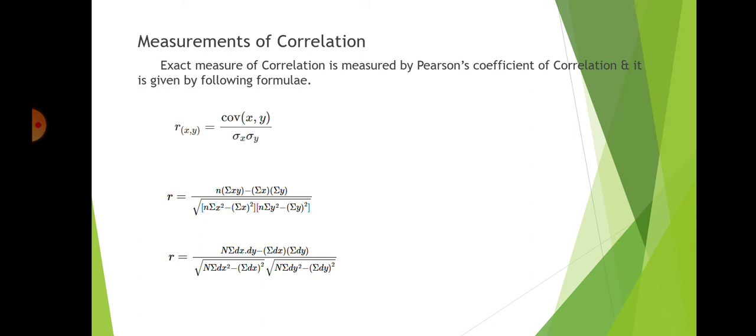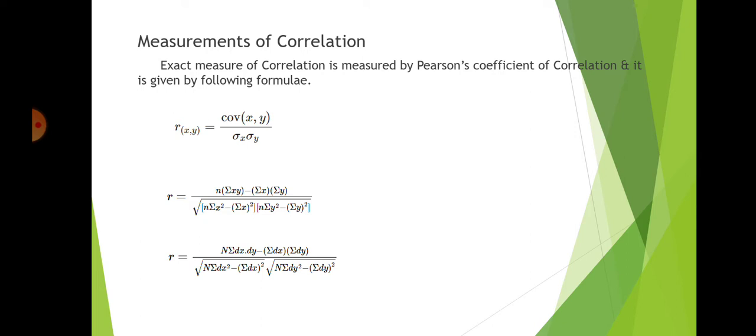But for a bivariate data, this also can be changed. If x and y values are greater in magnitude, then what we are going to do is we change x to dx. What is dx? dx is x minus a by h, x minus a by b. What is dy? It is y minus b by c. Then you have to find this, use this formula.